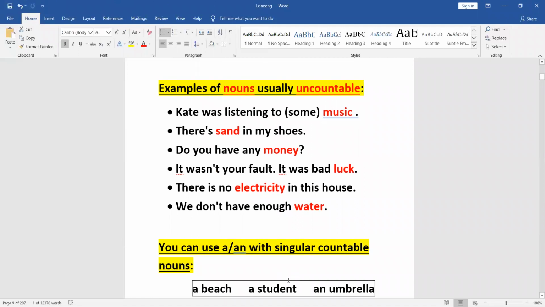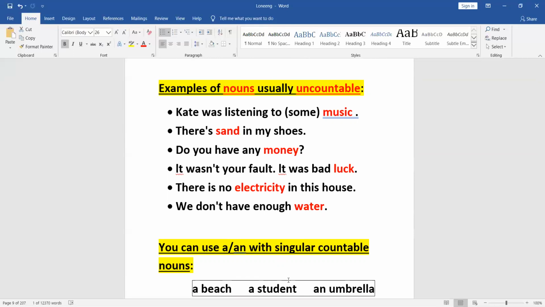Examples of nouns usually uncountable: Kate was listening to some music. Okay, so that is one sort of noun. You can't say I was listening to one music or two music. In general, it's an uncountable noun. There's sand in my shoe. Again, you cannot count the grains of sand, and that's why you're saying generally there's sand in my shoe.